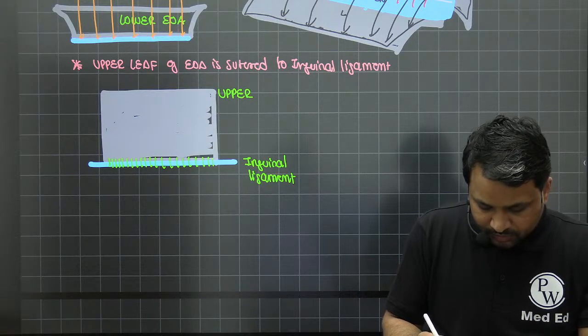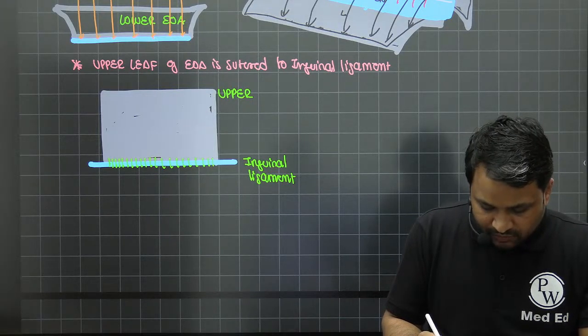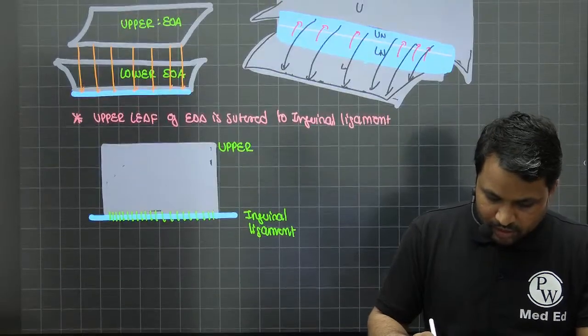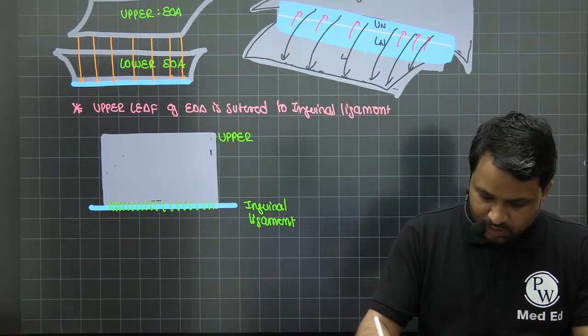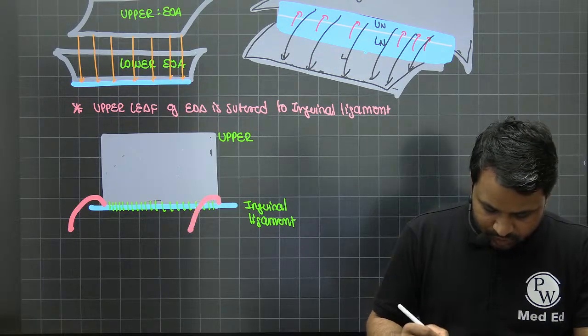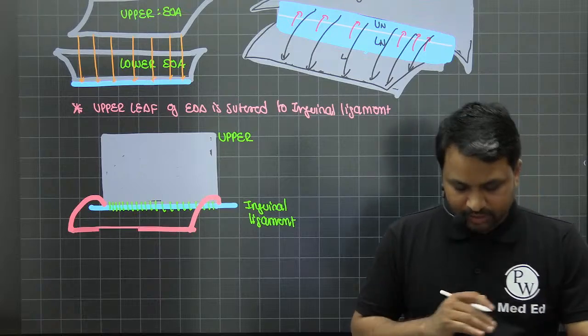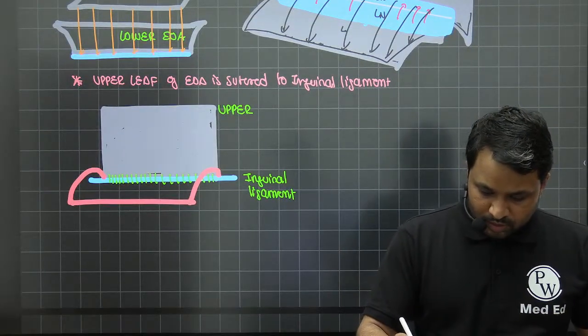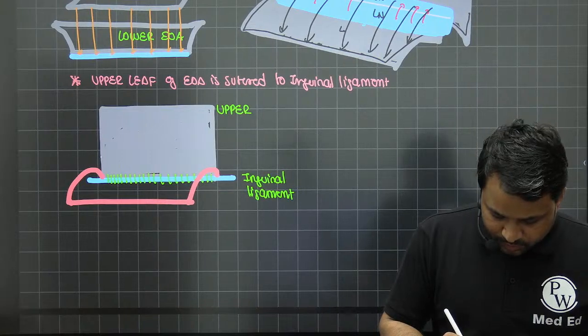This is done. Where is the lower leaf? The lower leaf is still available here. I'm going to use a different color for the lower leaf, so let's keep it a bit pink. This is the lower leaf of the external oblique aponeurosis, which is still here. This is the upper leaf.